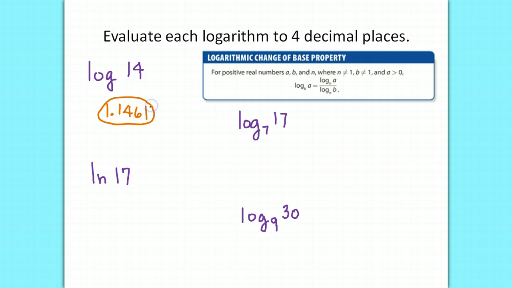Now, one thing I want to mention before we do any more is if you look at that log, you might be saying, well, there's no base there. It's just log 14. Well, if there's no base, it's always implied that that's really a 10. Just like when we were doing square roots, and you had the square root of 4 and you knew that was 2, really the index right there is a 2. We just don't write it. Or just like if you have x, you know that that's the same thing as x to the first power, but we usually don't write the 1. So if you just have log and then a number, there's no base written. It's always a 10.